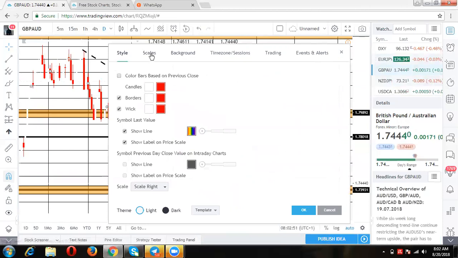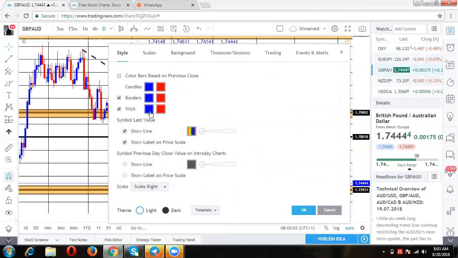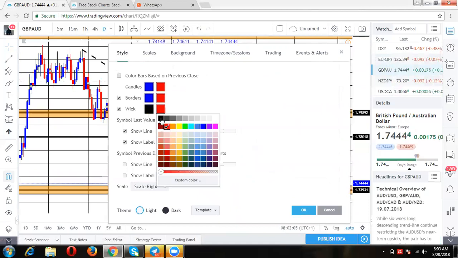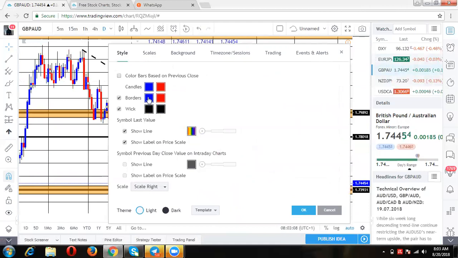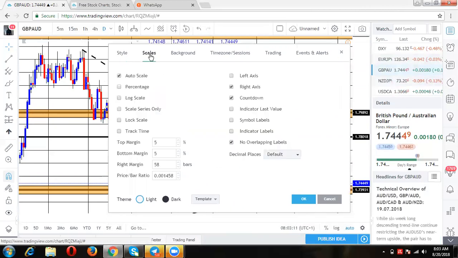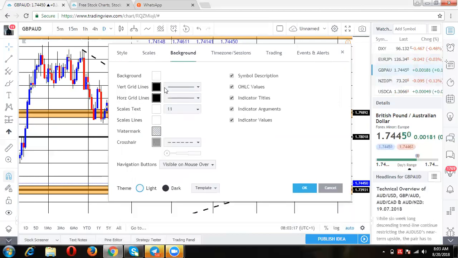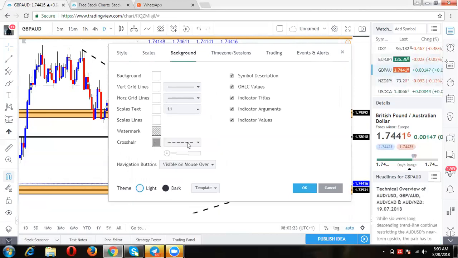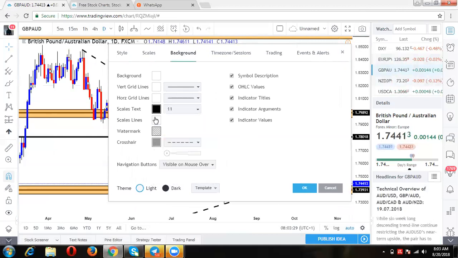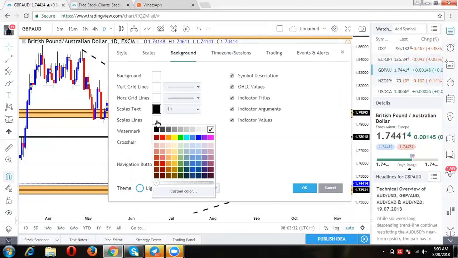So I can do blue, blue, blue. Wick, black. My wicks are black. Okay, so my grid lines, I'm going to have to remove them. I'll put white, so it disappears. Horizontal grid line, put white. And that's that. So I have my scale left, black, scale line, black.